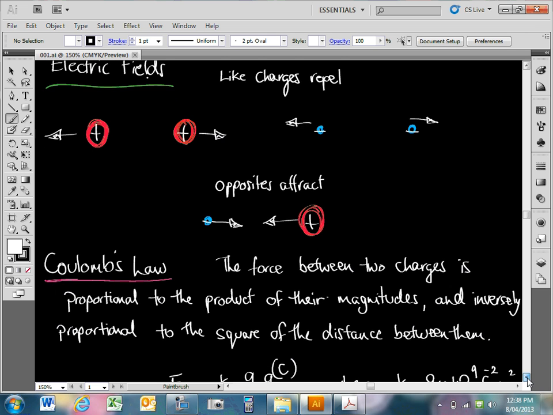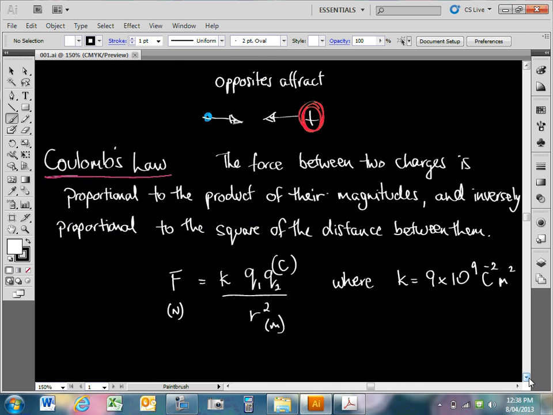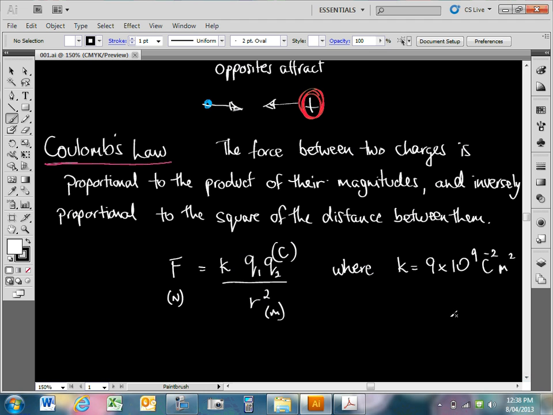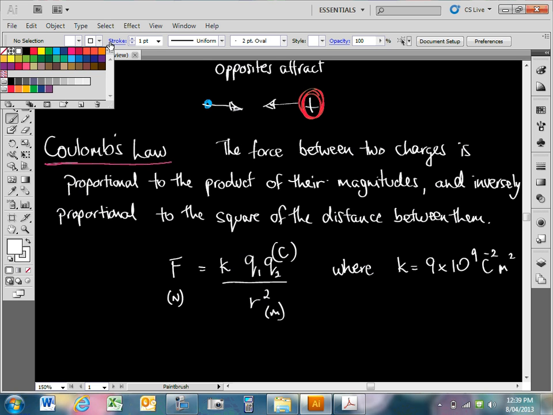We looked at Coulomb's law. Coulomb's law states that the force between two charges is proportional to the product of the magnitudes of the two charges, and inversely proportional to the square of the distance between them. We looked at this constant. This is called the proportionality constant, K. It's quite a large number.